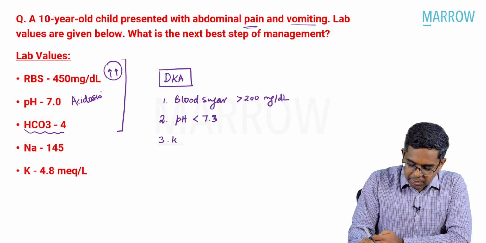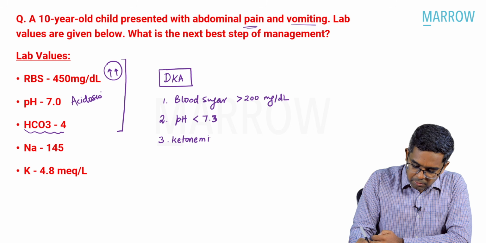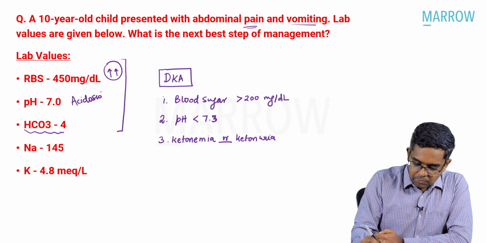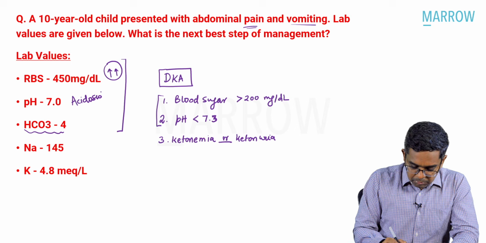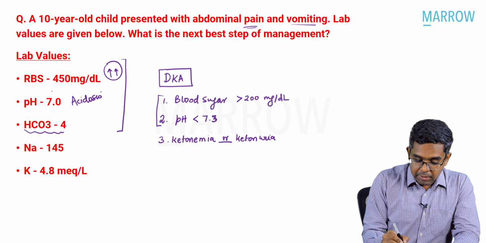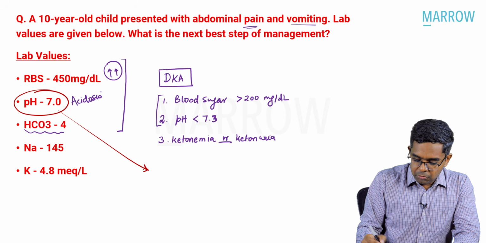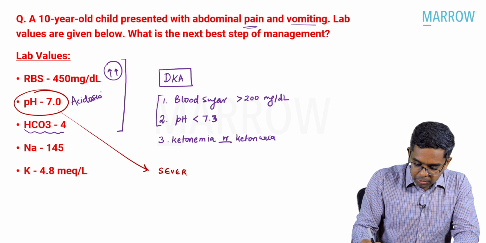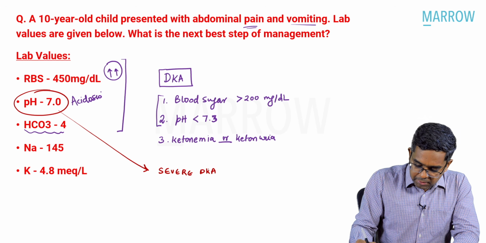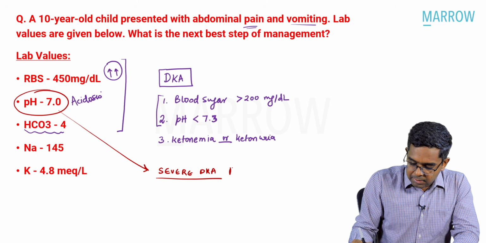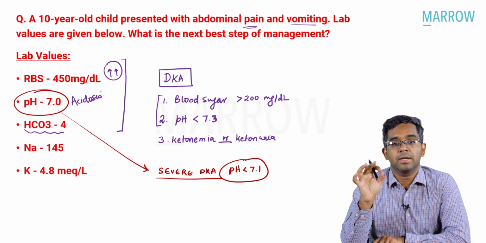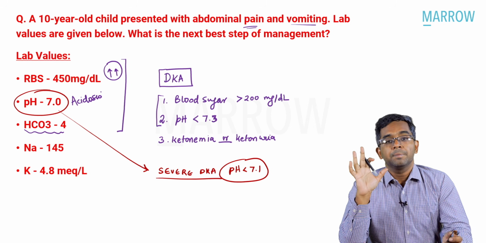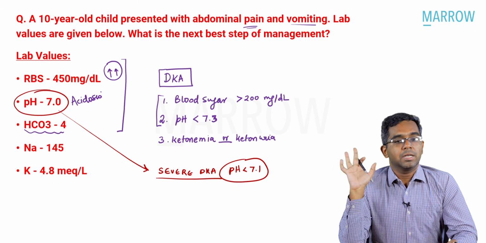And number 3 is ketonemia or ketonuria should be documented, right? Anyway, the first 2 things are given in the question already. So we can say that it's a case of diabetic ketoacidosis. Also, look at the pH value given in this question. It is 7.0, which is suggestive of severe DKA. Very important: in the classification guidelines, it's very clearly mentioned pH less than 7.1 is called severe DKA. So 7.0 will fit into the category of severe DKA. So this is severe DKA in the child given in the question.